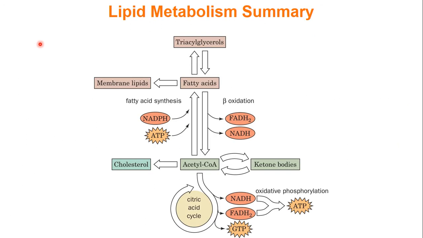Overall, here's our big picture of lipid metabolism, where we have our TAGs, which can be broken down for fatty acids, and they can go to membrane lipids. Our fatty acids can go to acetyl coenzyme A to go into the citric acid cycle. Acetyl coenzyme A can also be used to make cholesterol. Acetyl coenzyme A can also be made into ketone bodies. Again, acetyl coenzyme A is a giant molecule because it is also fed into glycolysis, as we've seen. So everything seems to be revolving around this acetyl coenzyme A molecule when it comes to metabolism.